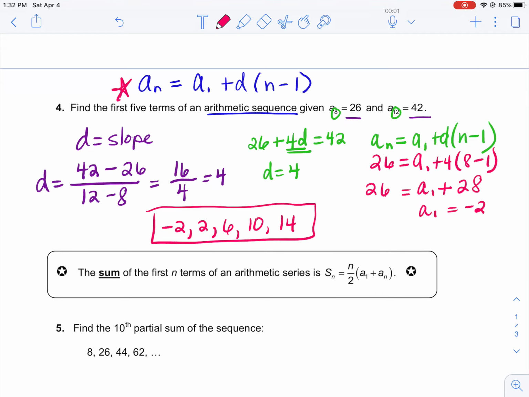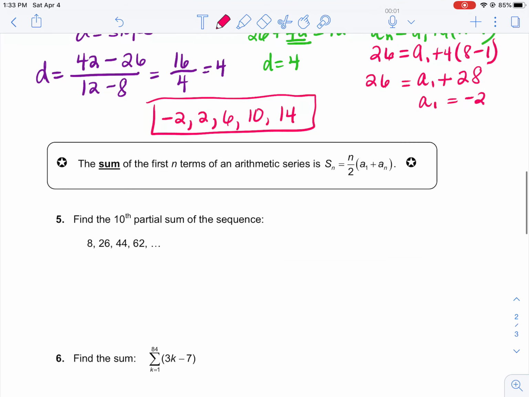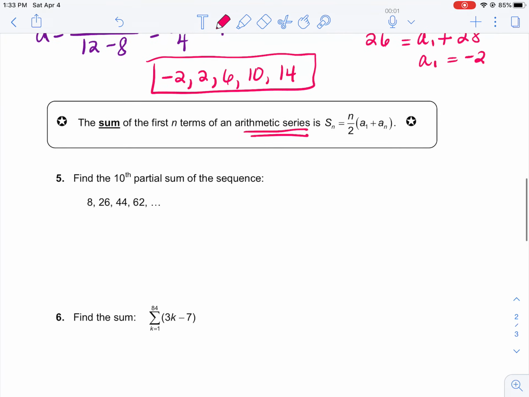Okay, so keep in mind, that's a really big formula right there. It helps a lot. Another big formula is this one right here. Anyways, the sum of the first n terms of an arithmetic series. So I know if it's arithmetic, I can use this formula right here: S sub n equals n divided by 2 times the first term plus the last term in that series.